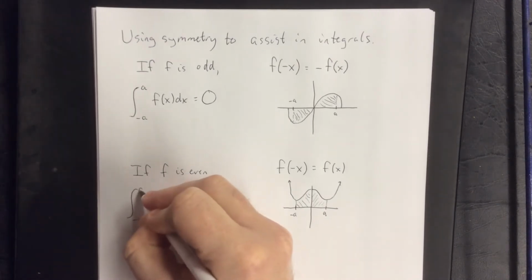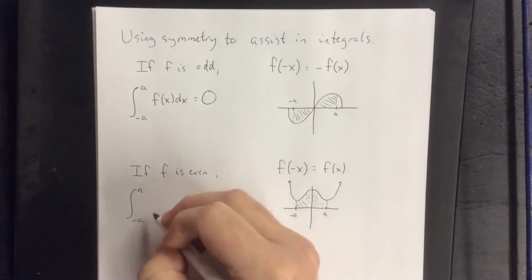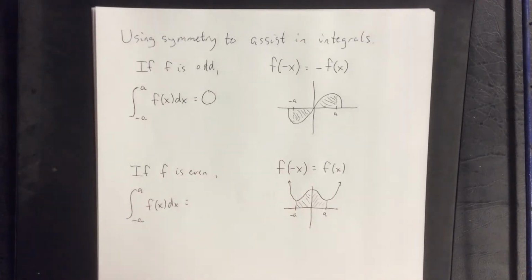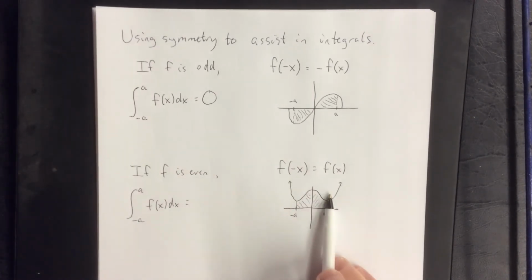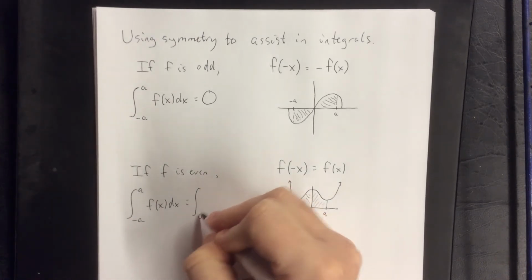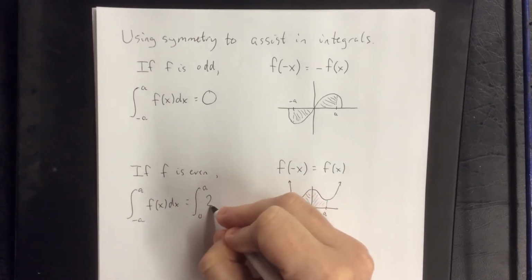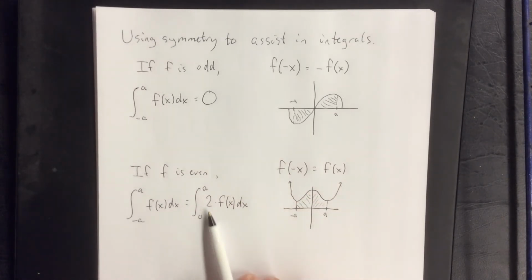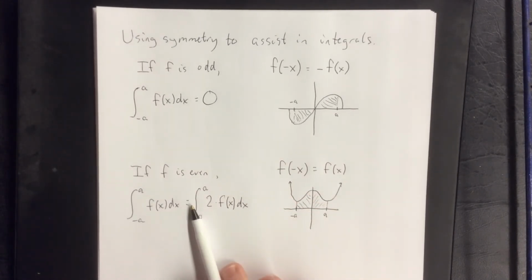So in the event that you see the definite integral from negative a to positive a of f of x dx, you could simply calculate half of this area and double the result. Now that 2, because it's a constant multiple, can go on the inside of the integral or on the outside of the integral with no penalty.